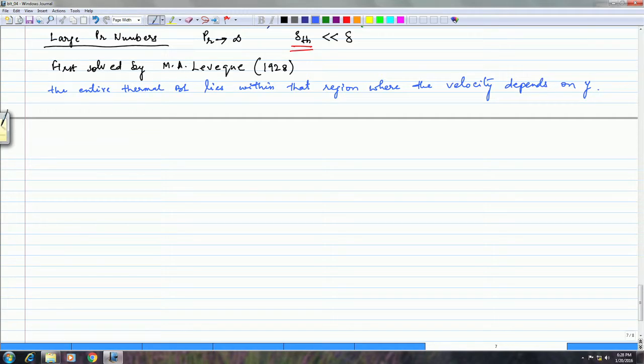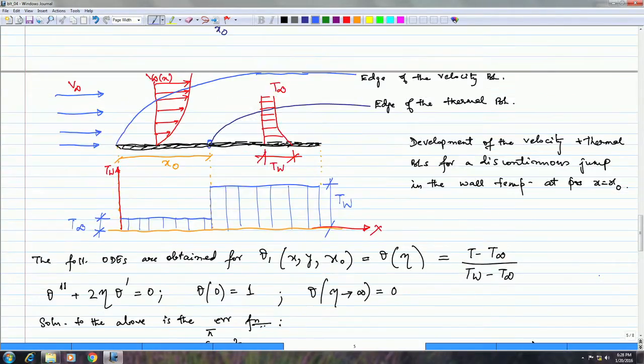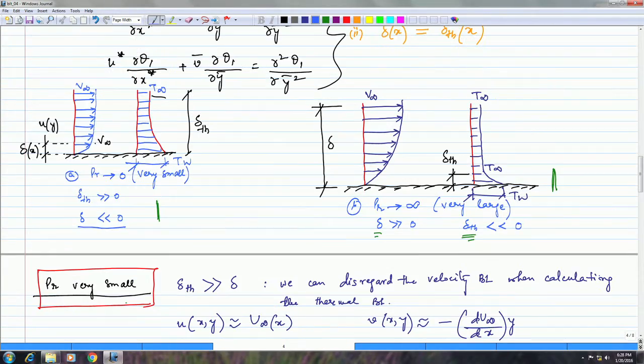So, let us go back and look at this diagram right here. Now these are the two cases. This was the Prandtl number very small case, this is the one that we looked at earlier. So this is where the Prandtl number is very small, and you can see that here the thermal boundary layer is large, so it spreads from the surface to about this height.